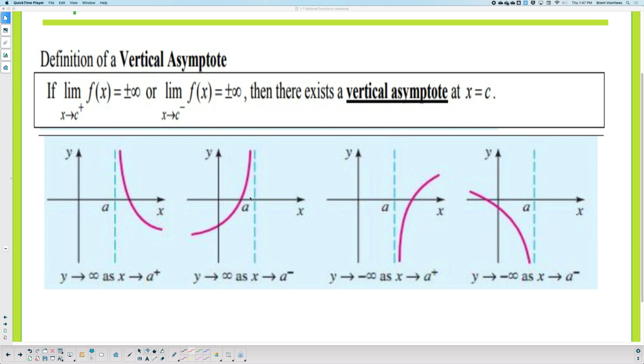A vertical asymptote will approach some line. The graph, whether it's going up or down, it can do either, but the graph will approach some vertical line, and we'll call that line x equals a on all of these. It's approaching some value, and that's how they would write it.